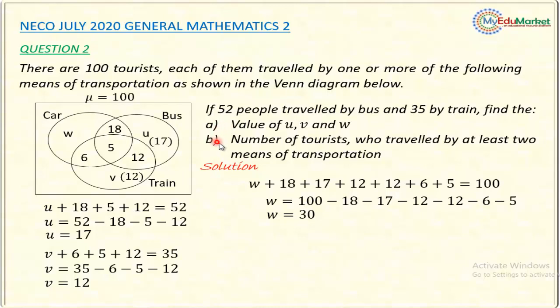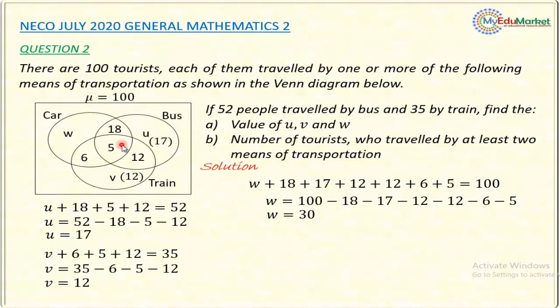So I move to question number B. In B, we are asked to find the number of tourists who traveled by at least 2 means. At least 2 means either 2 means or 3 means. We only have a maximum of 3 different transportation systems here. So we are interested in those that traveled by at least 2 means, that is 2 or above. So we consider still those that traveled by 3 different means of transportation.